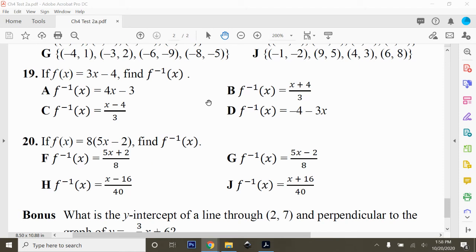19. If f of x equals 3x minus 4, find the inverse of f of x. A, the inverse of x is equal to 4x minus 3. B, the inverse of x is equal to (x plus 4) over 3. C, the inverse of x is equal to (x minus 4) over 3. Or D, the inverse of x is equal to negative 4 minus 3x.